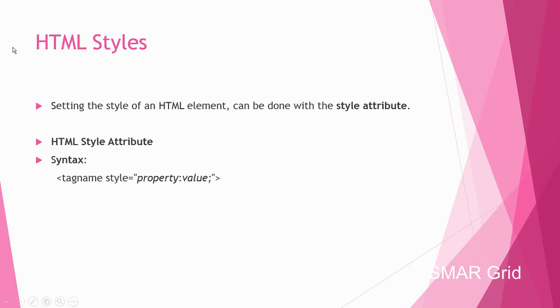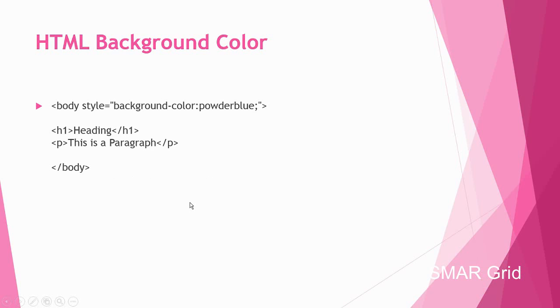Okay, let's learn about HTML styles. The style of an HTML element can be set through the style attribute. Here is the syntax: the tag name, then the word style, and then the property and the value. Let's see this in an example.